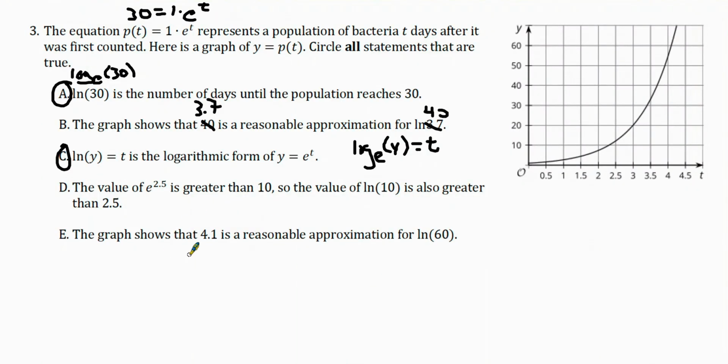And the last one, the graph shows that 4.1 is a reasonable approximation for the natural log of 60. So if I go to 60, right, the corresponding t coordinate is just slightly greater than 4. So 4.1, I think, would be a good estimate.